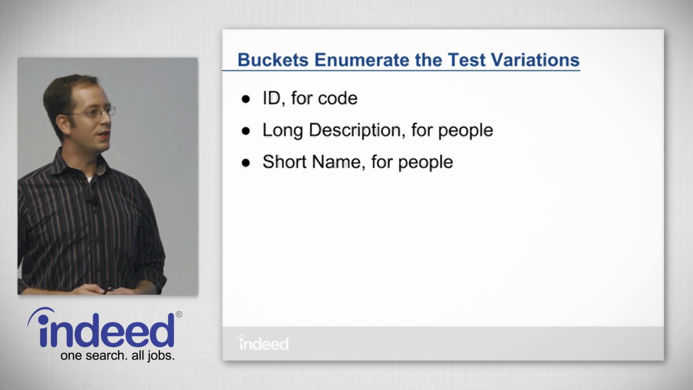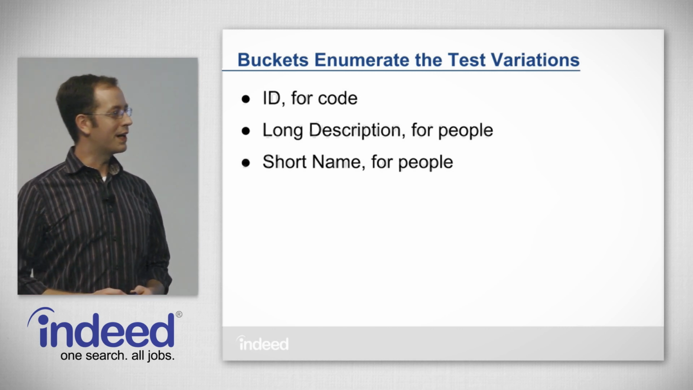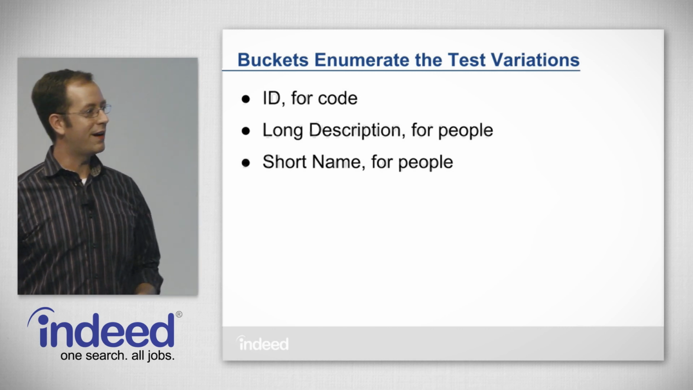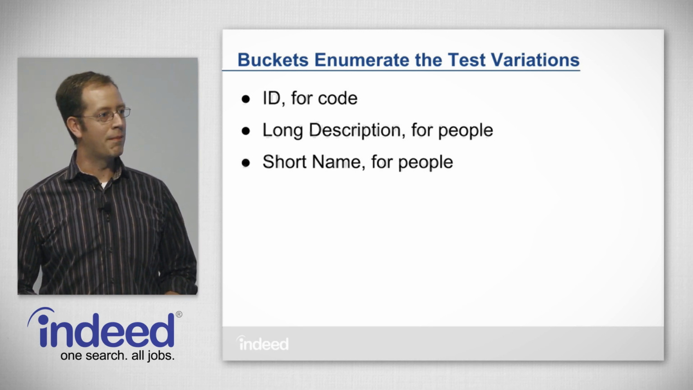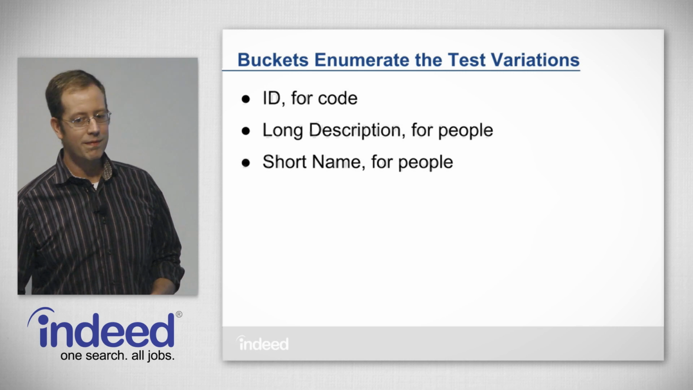The buckets just enumerate the variations. Every bucket is terribly simple. It has an identifier, that's what the code uses to recognize it, has a long description and a short name. That's for the people that need to refer to it.